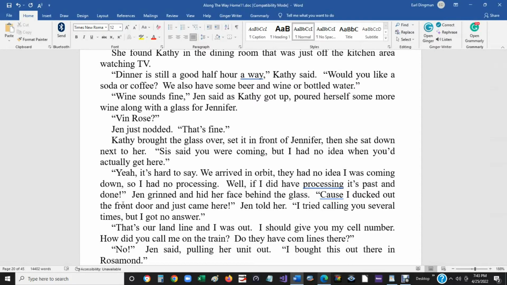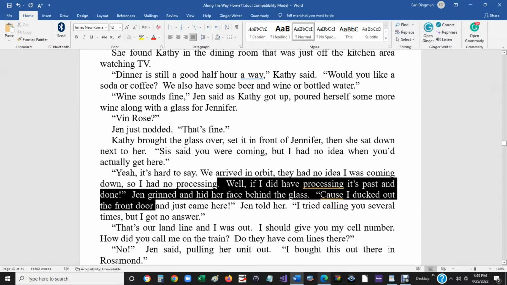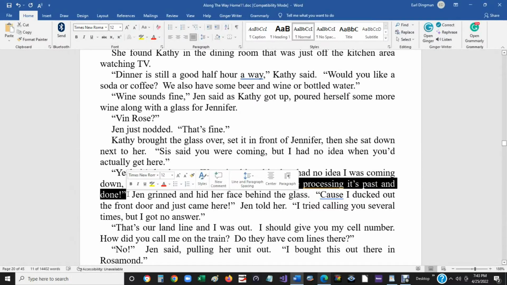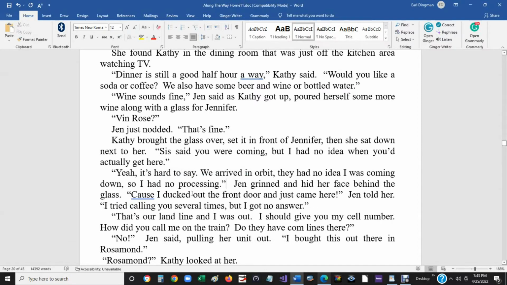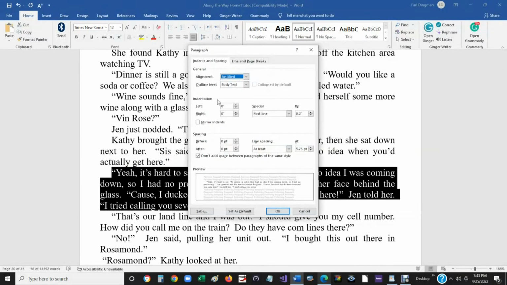I had no processing. So I had no processing, period. Jen grinned and hid her face behind the glass. 'Cause I ducked out the front door and just came here. Come after the cause. I wanted to make it more informal, so you could even make it cuz, C-U-S, cuz. I ducked out the front door and just came here. That could be an ungrammatical, very informal thing. Because it should be because I ducked out the front door and just came here. That's the formal.